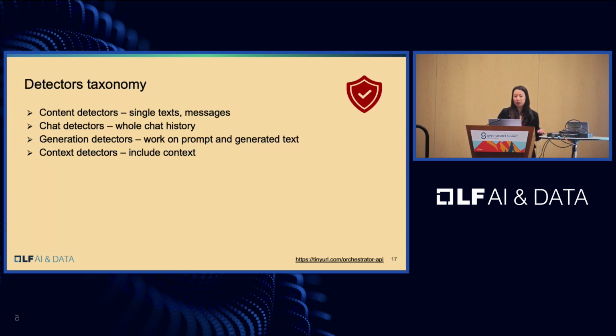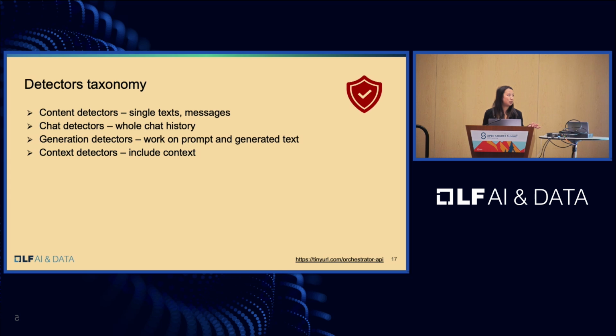And to tackle the challenges of the various detection types, we defined a detectors taxonomy. So right now we have these sorts of detectors: content, chat, generation, and context. Content detectors work on single texts and messages, and these are basic examples, let's say HAP (hate, abuse, profanity) detection, or PII detection, so personally identifiable information. You just want to check those for particular things.